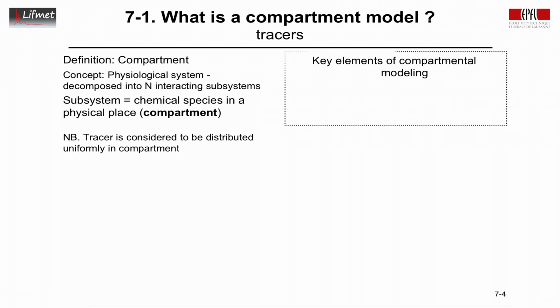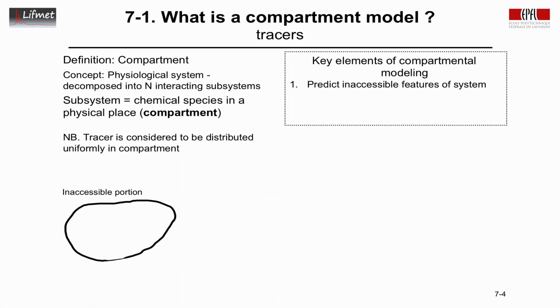Let's look at some major elements. First, the key element is, we're going to try to make a prediction of what's happening in a part of the body that we have no direct access to. So these are inaccessible features of the system. With deoxyglucose, this would be intracellular glucose metabolism. So the inaccessible portion is something inside the body, inside the cells, and we want to get some ideas of what's going on here. So for example, we could say we have a model taken from biochemistry or metabolism.